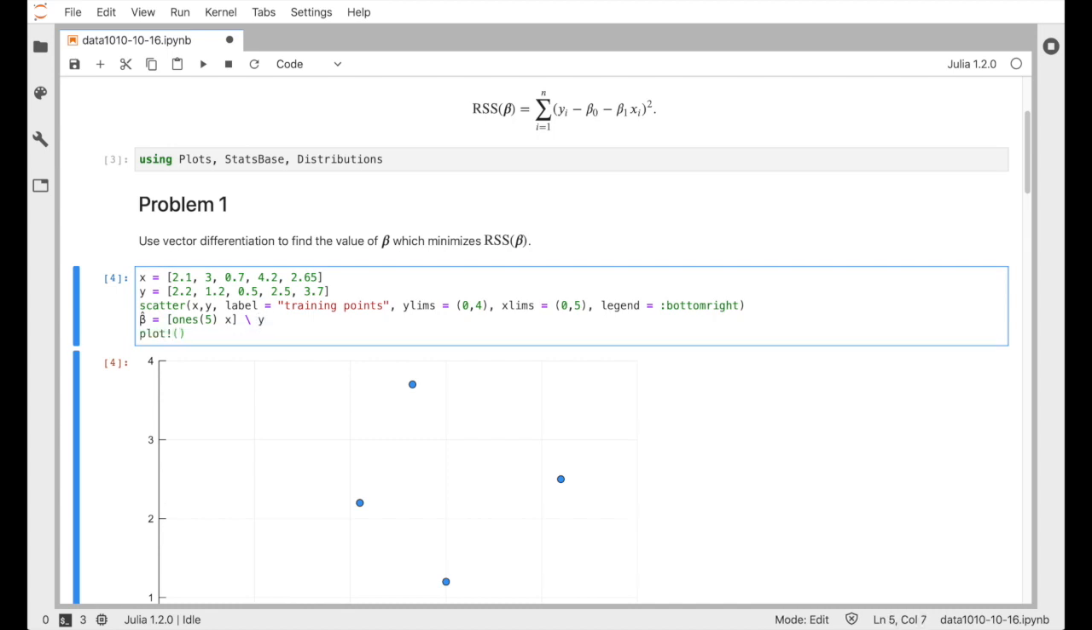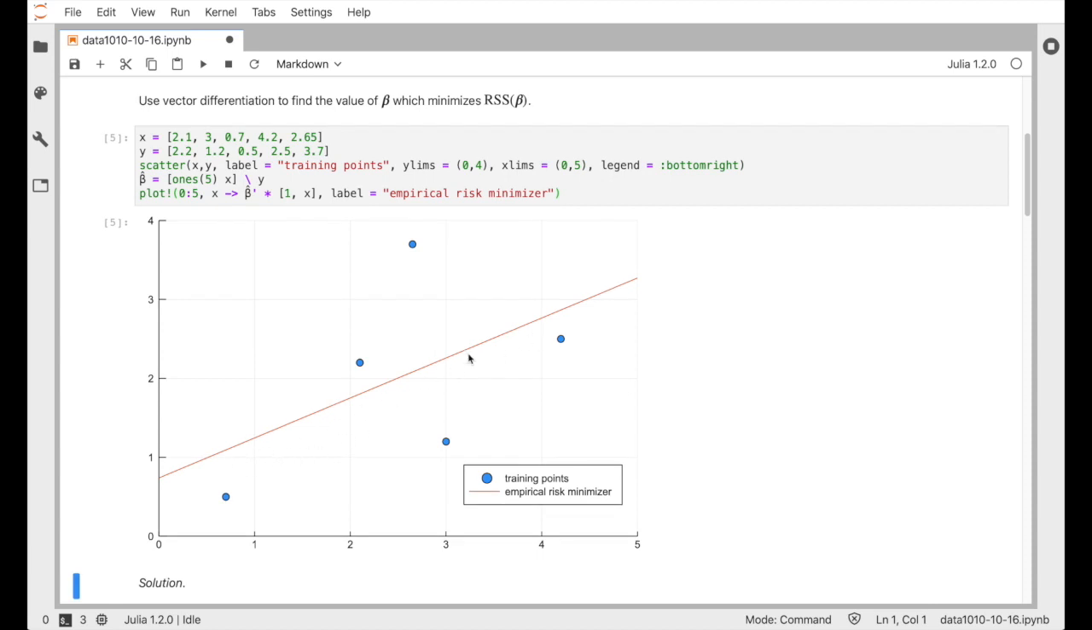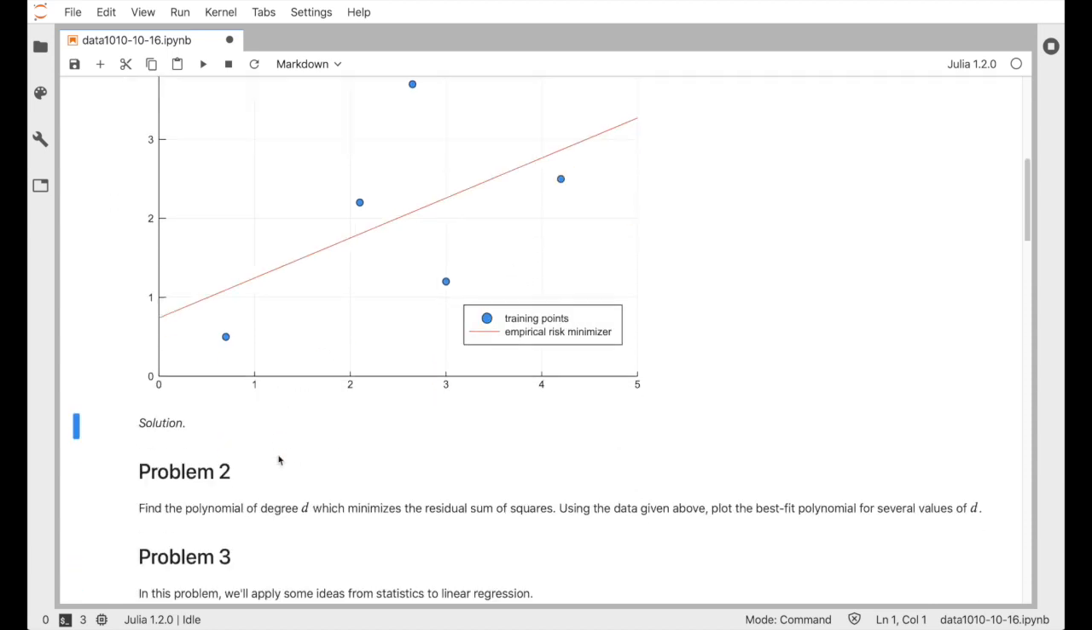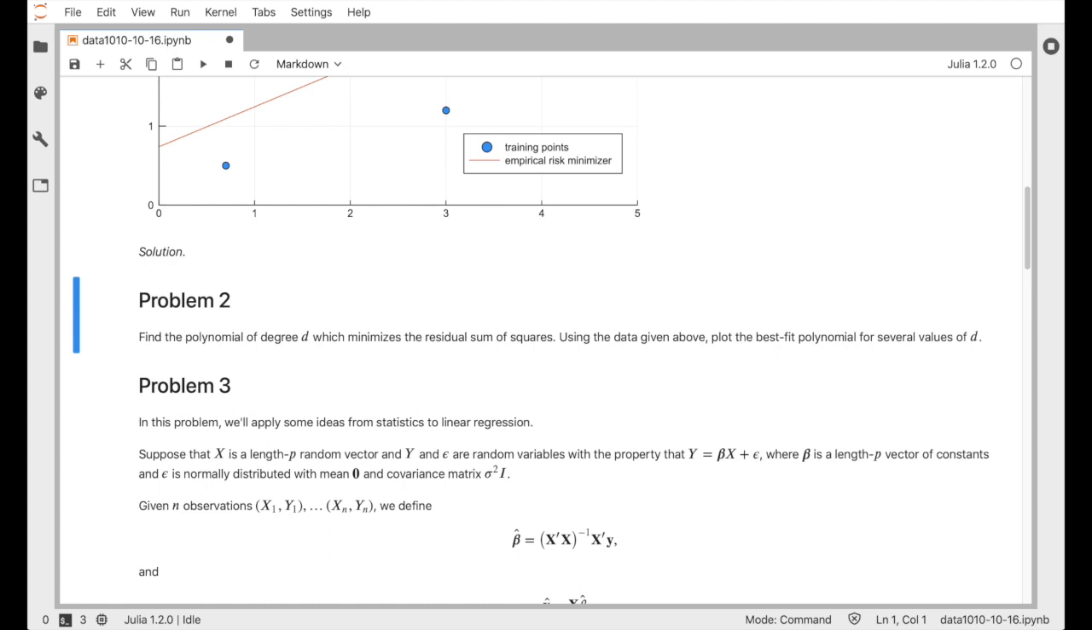And then we can just plot this function. Let's do it from 0 to 5. And the function takes as input a variable, let's call it x, and then takes beta hat and dots that with 1 comma x. And we get this line as our line of best fit. So in the second problem, we're asked to apply the same idea, but find a polynomial of higher degree that minimizes the residual sum of squares.